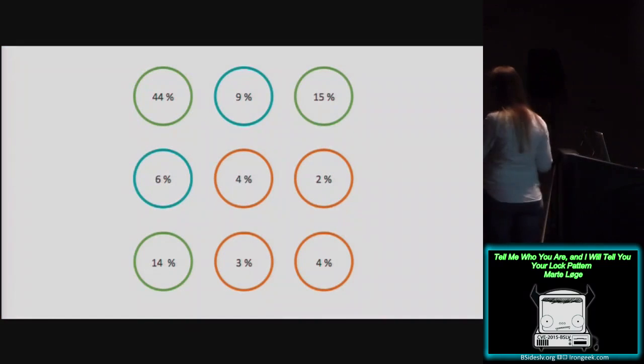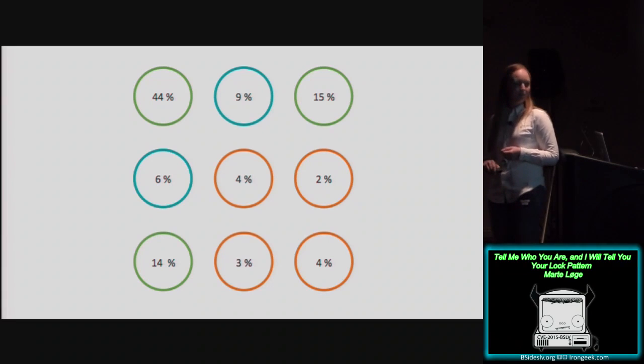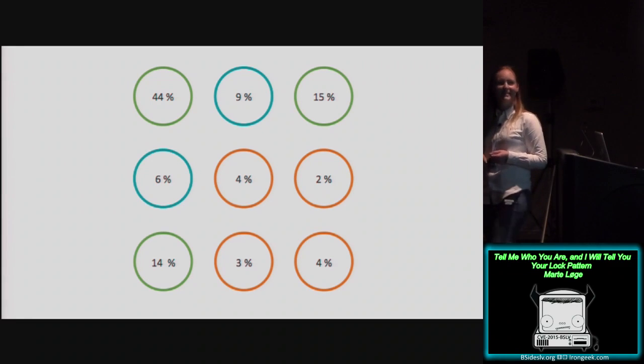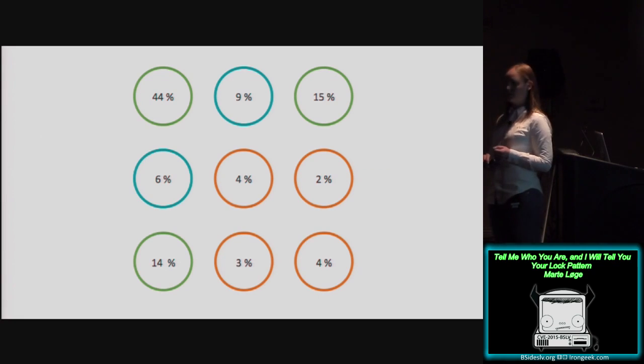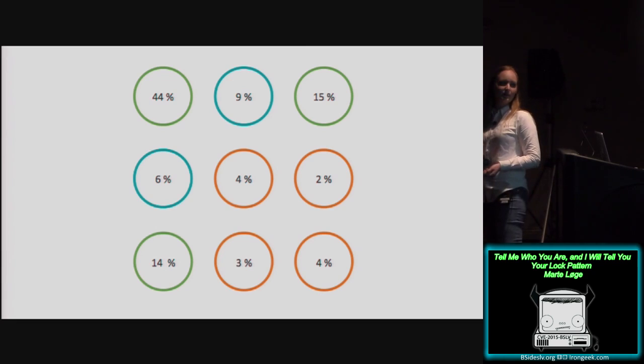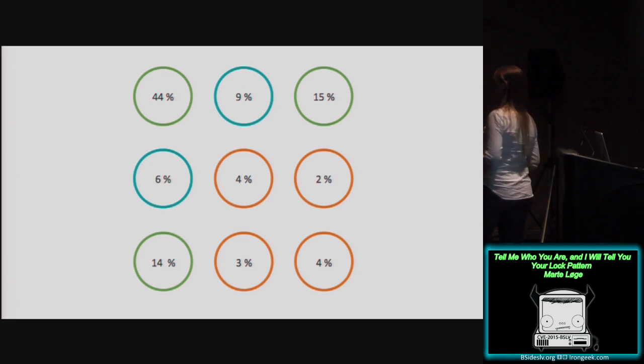So I went through all the collected patterns, and there is a fun thing about the starting node, because it's not random. 44% of all the patterns were starting in the upper left corner. And about 73% of the patterns were starting in either this node or this node. Or if you add all the corners, you get 77% of all the patterns collected.